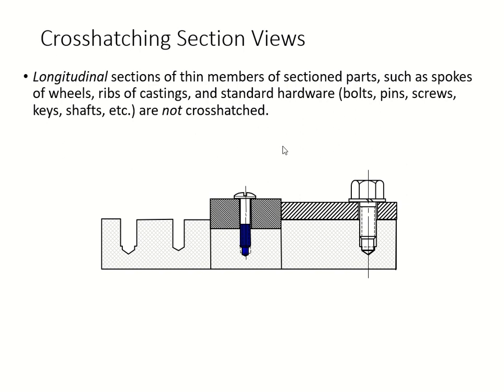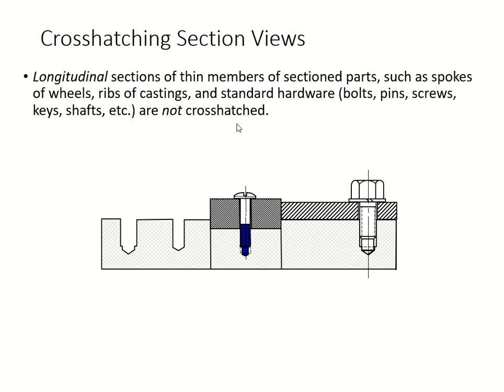We don't really do longitudinal sections of your spokes, spoked wheels, ribs, or castings, and your standard hardware: your bolts, pins, screws, keys, and shafts. We don't really cross-hatch those. So here you can see the section view. Look at this, we don't cross-hatch here. See, we do cross-hatch right here, the areas, of course.